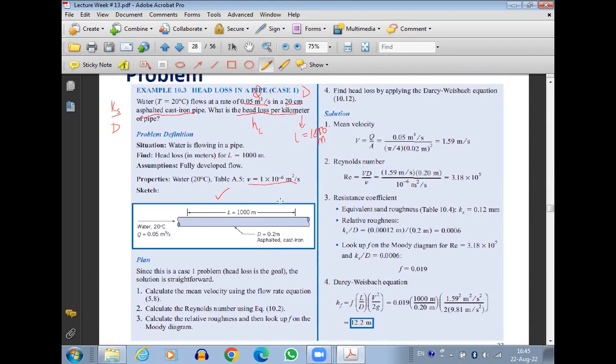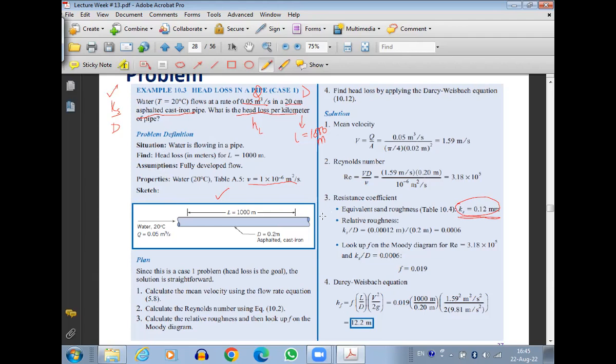Since we know that it is an asphalted cast iron pipe, for this case the Ks will be provided to you in the exam. So Ks is basically the roughness of the pipe. That will be provided to you in the exam, that is, the roughness of the pipe.